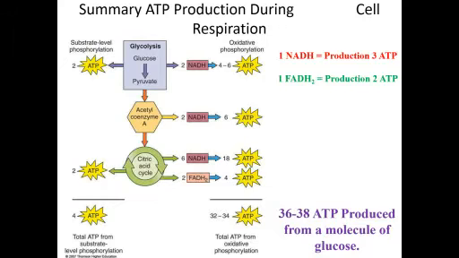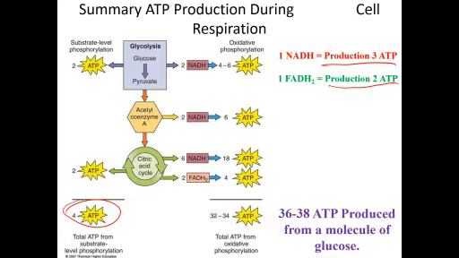Alright, so let's look at a summary of where we are. Every NADH molecule results in the production of 3 ATP. Every FADH2 molecule results in the production of 2 ATP. If you compare substrate level phosphorylation, going from glycolysis to oxidative phosphorylation, you end up with 4 ATP from just substrate level phosphorylation.